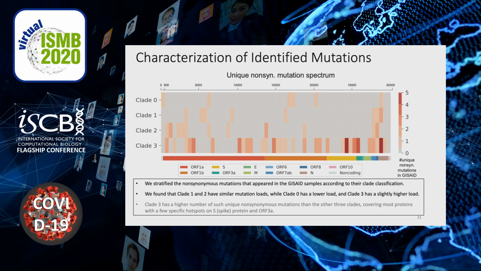We look at the number and position of unique non-synonymous mutations in the GISAID samples mapping to strains from different clades. We see that clade 1 and clade 2 have similar mutational loads, while clade 0 has a lower mutational load and clade 3 has a slightly higher mutational load. Moreover, the mutations in the samples mapping to clade 3 cover more locations in the genome, most noticeably spike protein and ORF3A.